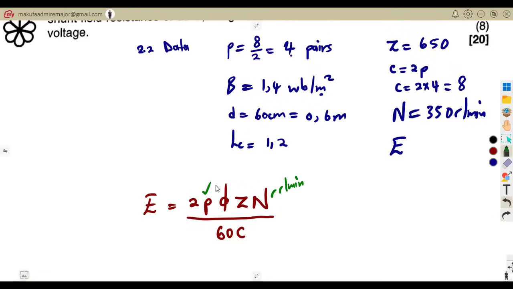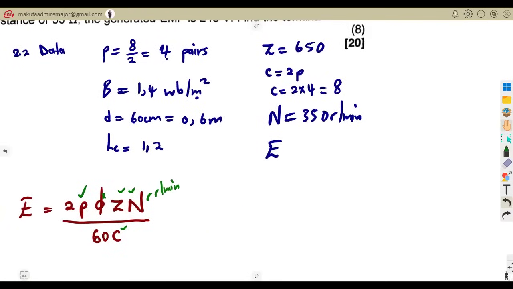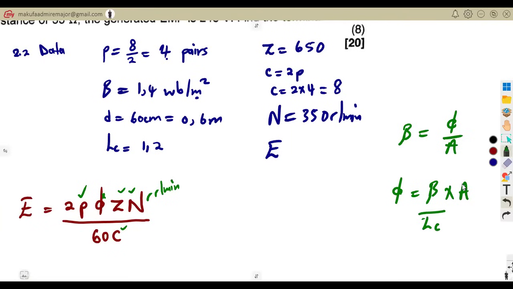So I have the poles, but I do not have the magnetic flux. I have this, I have this, I have this. So where am I going to get the magnetic flux? Remember, the flux density is equivalent to flux over area. So flux is going to be the flux density times the area. But because of the leak that we are given, because we are told that there is a leak of 1,2, the flux is going to be the flux density over the leak coefficient times the area.